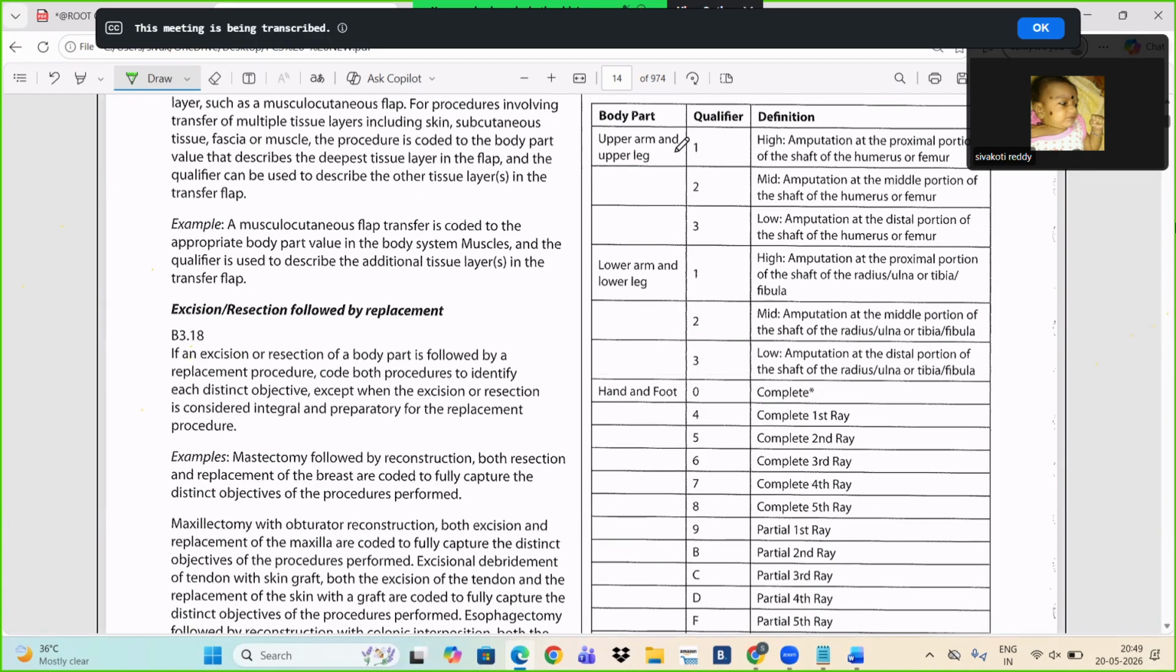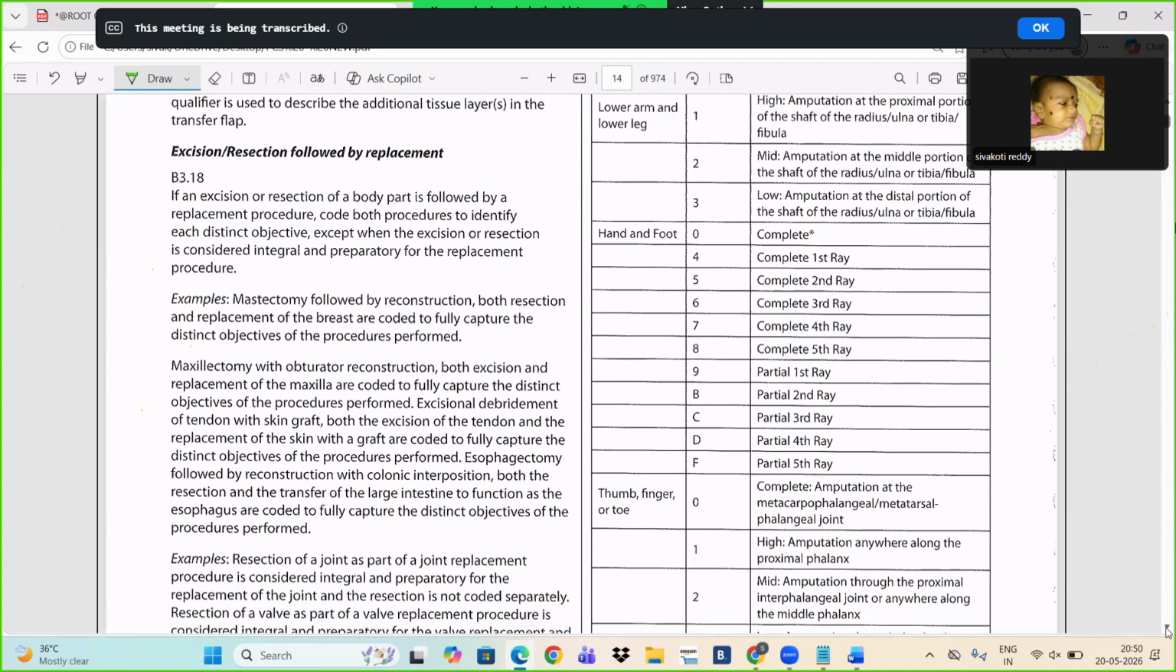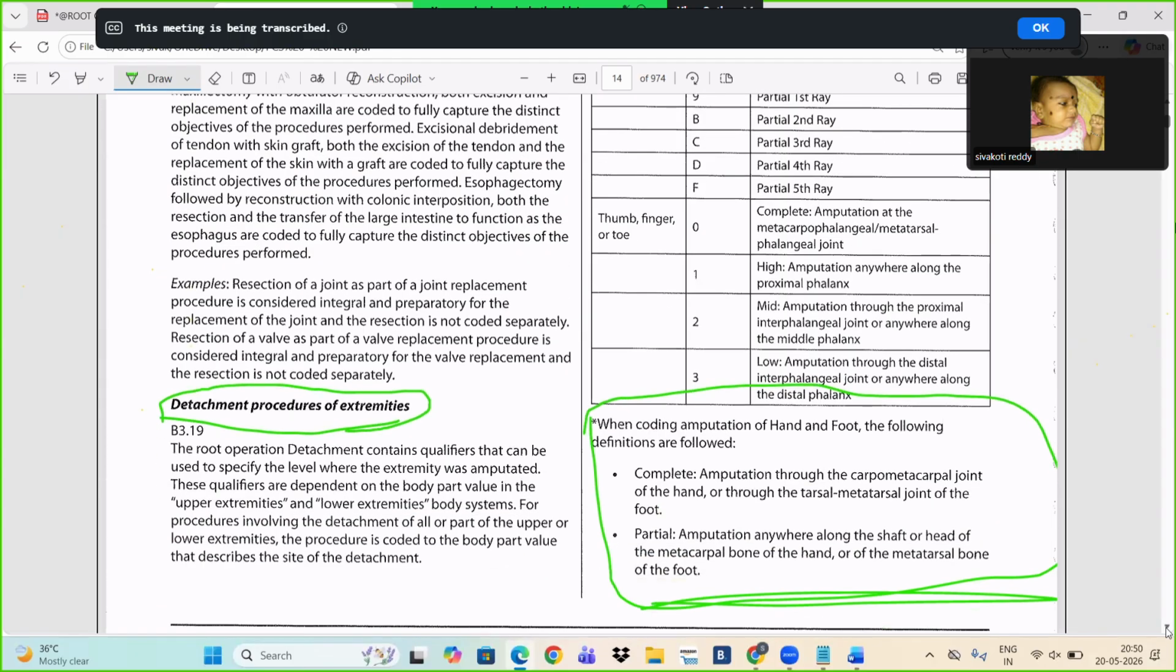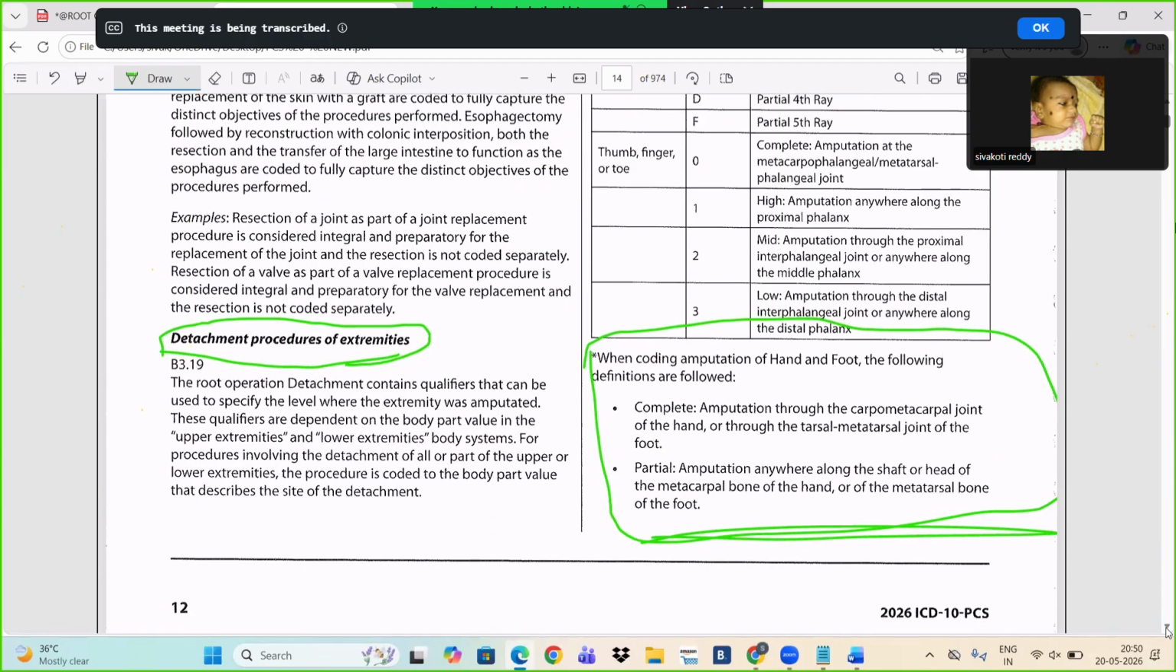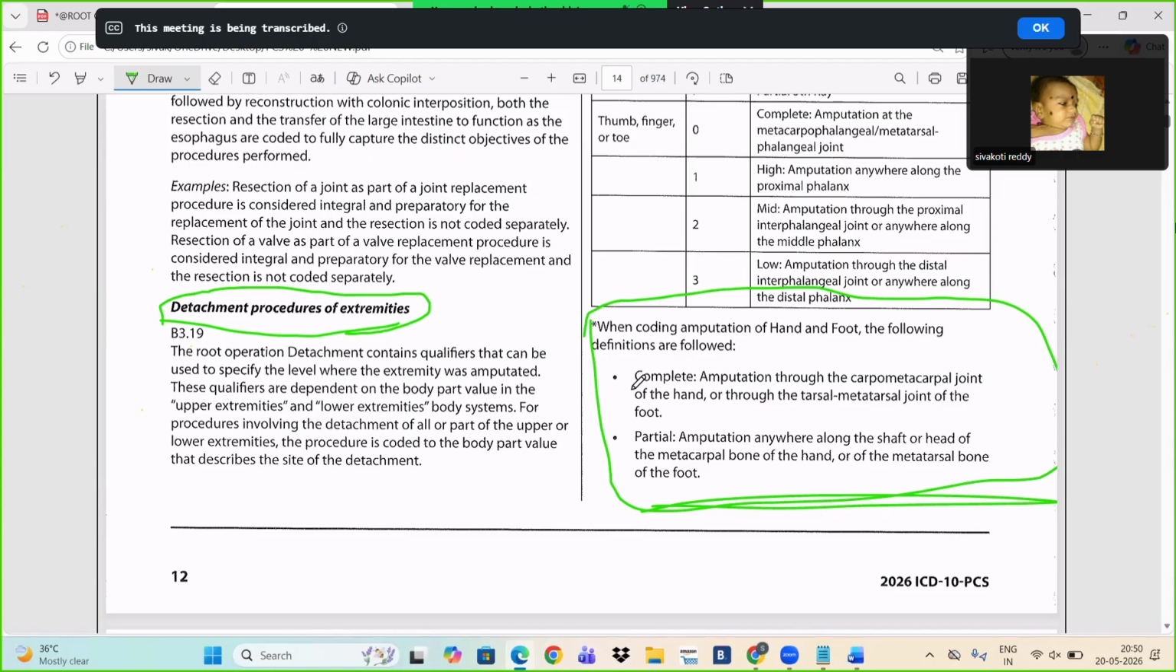So here we have qualifier high, mid, low. If they did the proximal portion of the amputation, high. Distal portion, low. Mid region, shaft, mid. Then for toes and fingers, foot and hand, when we need to take complete, when we need to take partial, they have given clearly here. Read these complete and partial guidelines.